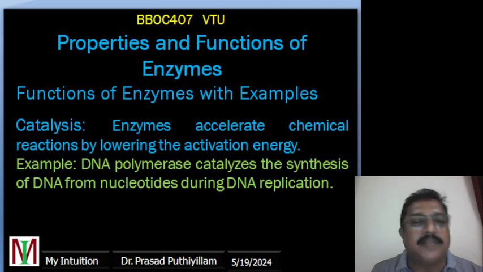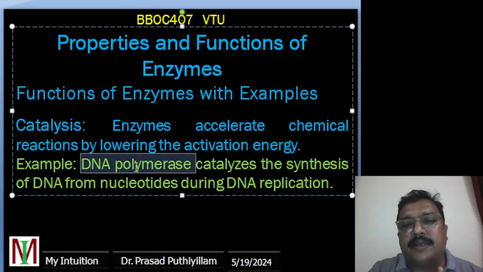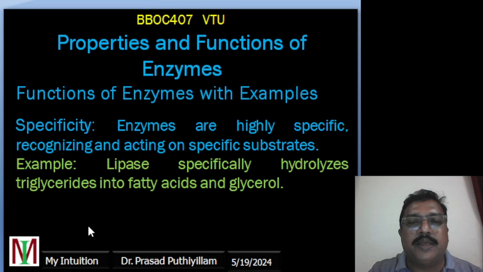The example given is DNA polymerase, which is actually a master builder. It uses the nucleotides: adenine, guanine, thymine, cytosine. Using these nucleotides, DNA polymerase will build blocks to construct a new DNA strand during replication. So it makes this process incredibly fast and efficient. DNA polymerase is an enzyme which helps the DNA to do the replications.